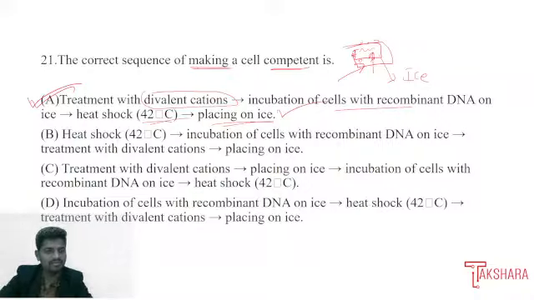And we have to check B: after heat shock and incubation, it does not treat with divalent cation again. So this does not come for us. Treatment with divalent cation, placing in an ice cube, incubation of cells with recombinant DNA and a high heat, it has come like that. This is not asked for us. He has also given the word incubation at the start. So for question number 21, the correct option should be option A.